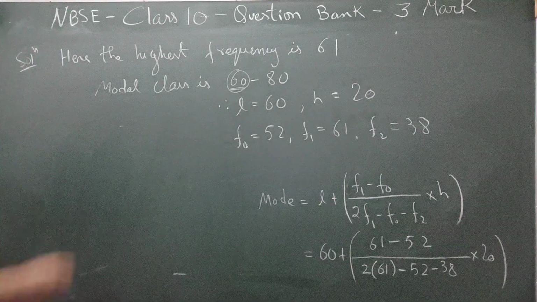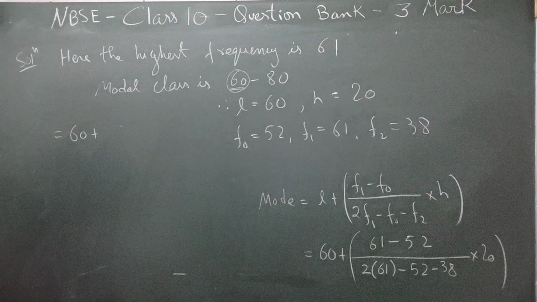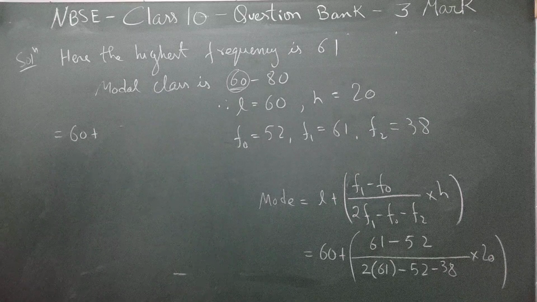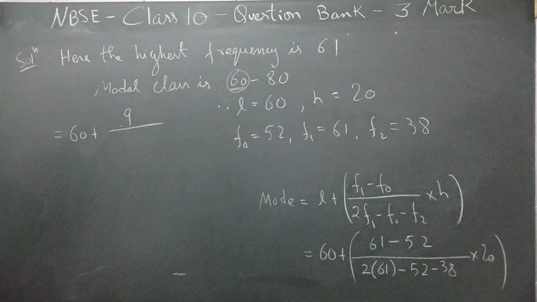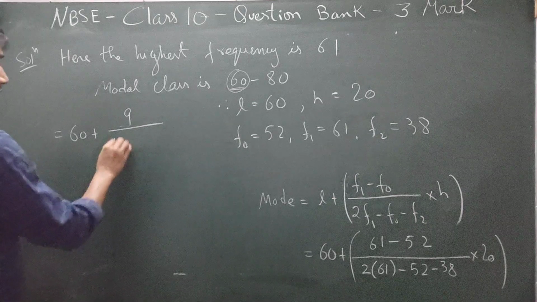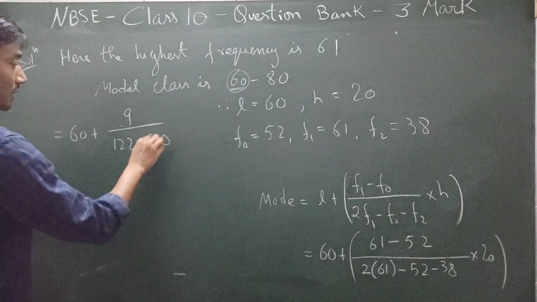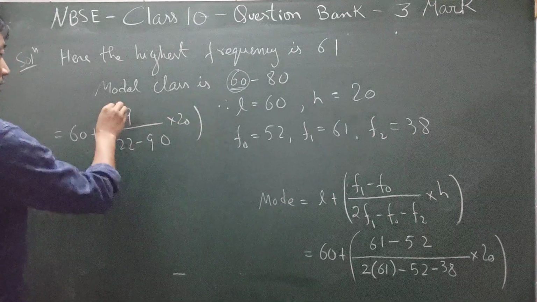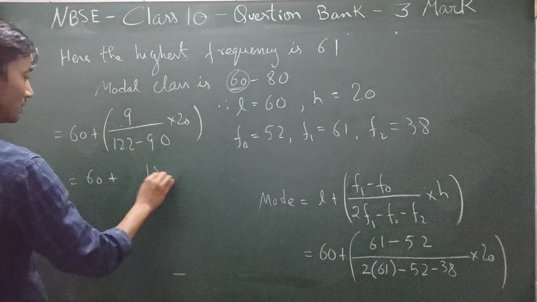So now the calculation. I'll continue here. 60 plus 61 minus 52, that's 9. 9 divided by 122 minus 50... 9 into 20. So that's going to be 60 plus 9 into 20, 180.